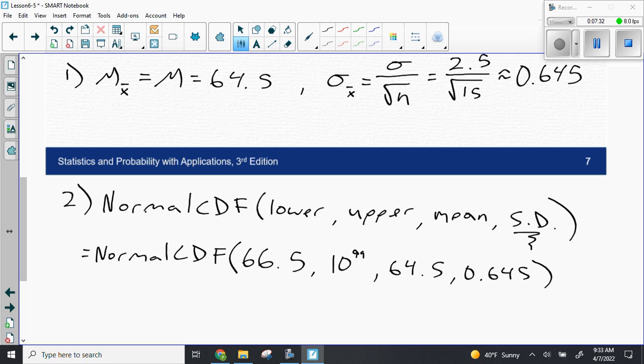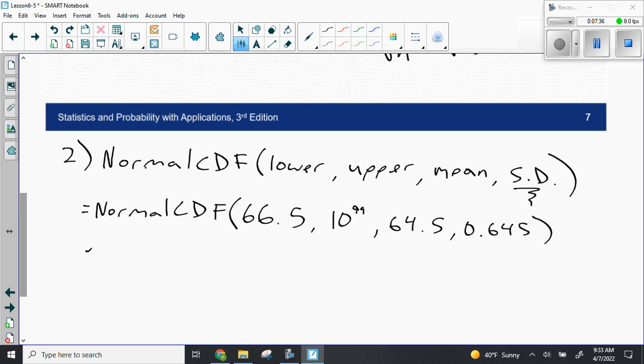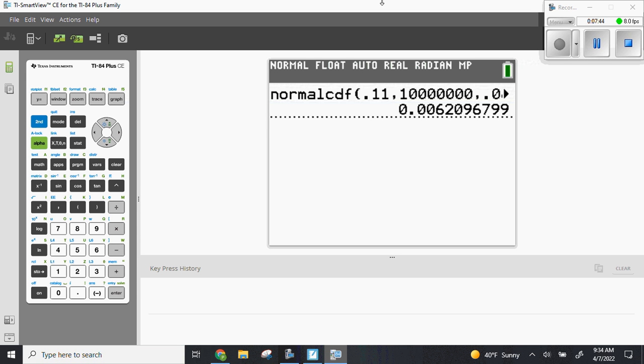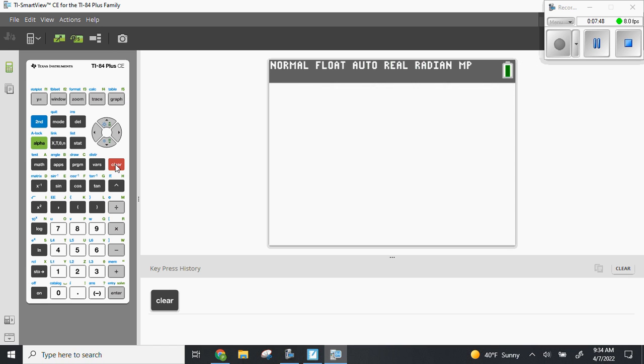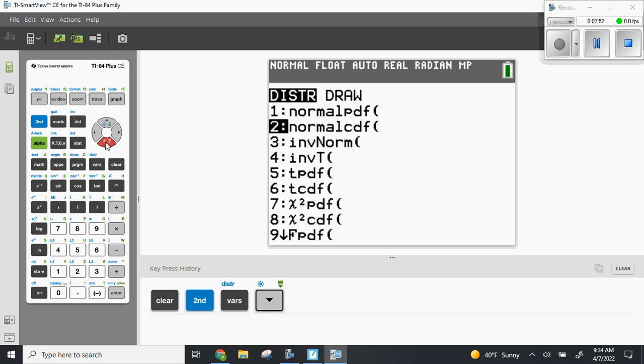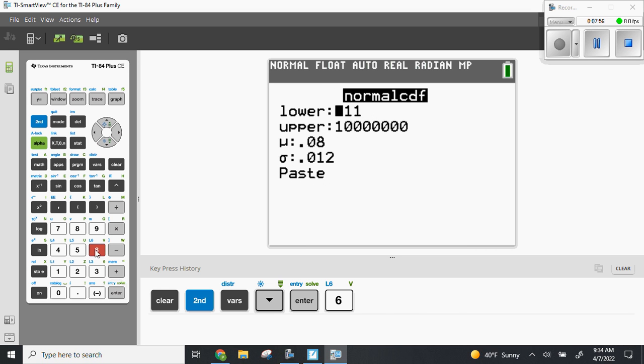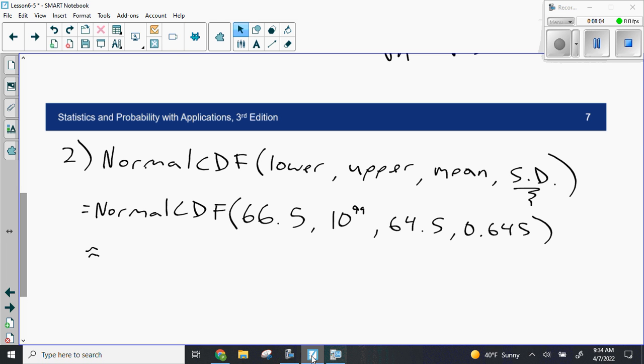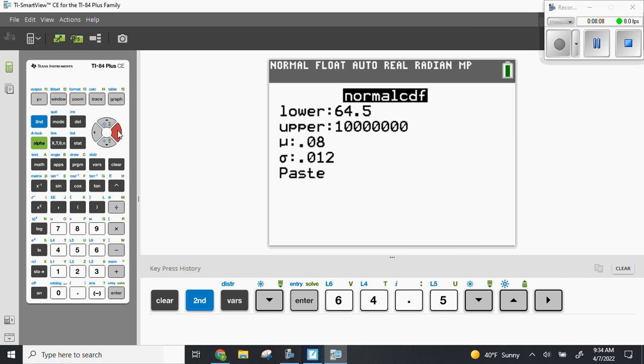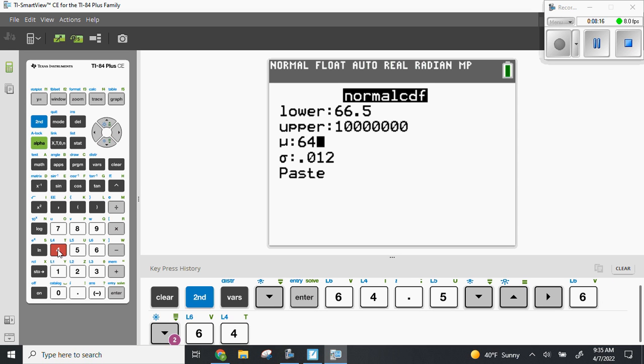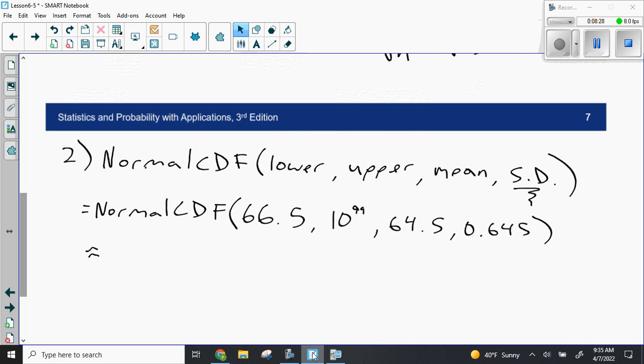All right, let's put that in our calculator and calculate a probability. We'll get some approximate value from our calculator. I'm going to go to second vars and choose normal CDF. My lower bound I said was 64.5. Oh, my bad, that is not true. My lower bound was 66.5. Upper, we'll just put a big old number. Our mean was 64.5 with a standard deviation of 0.645.